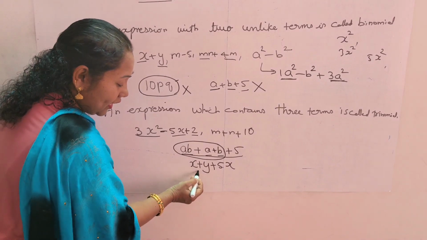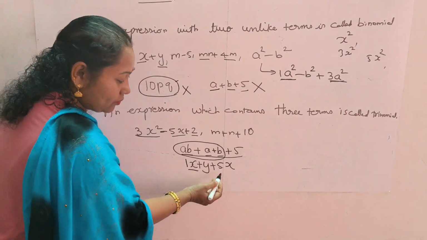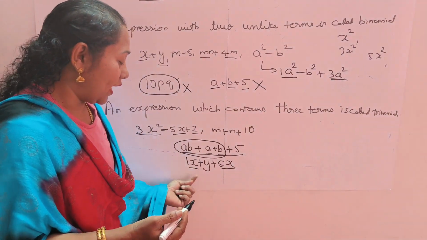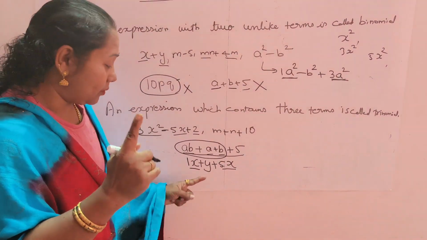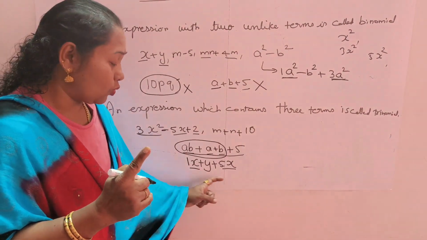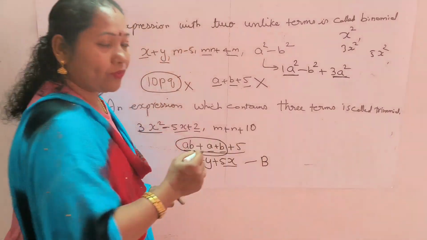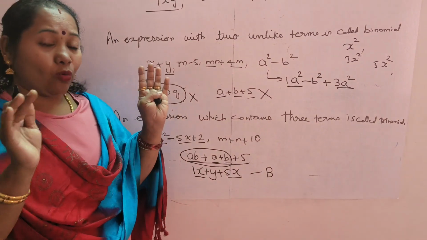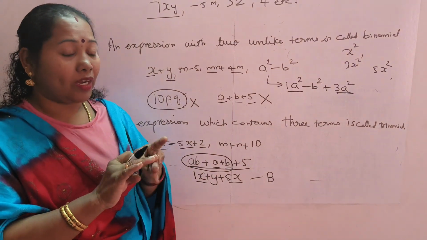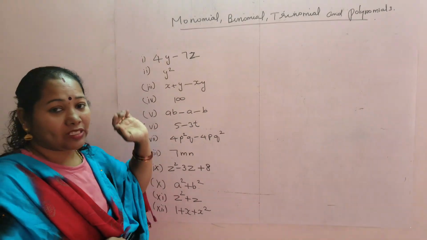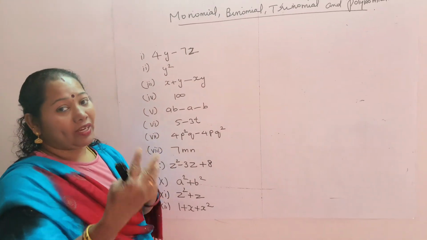This one, x plus y plus 5x. Here let us see x. X means 1x, and 5x. Both are like terms. So that's considered to be one term and this is one term. So two terms are there. So this will be a binomial. So I think you got an idea what is monomial, binomial, trinomial. So let us see some examples. Then it will be more clear to you.